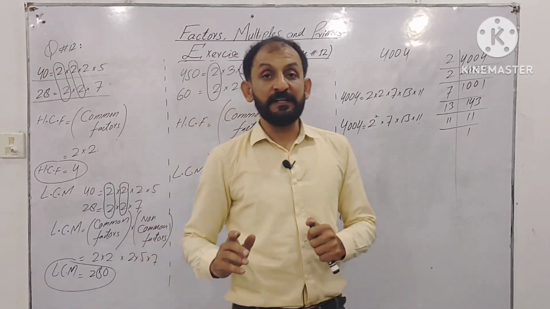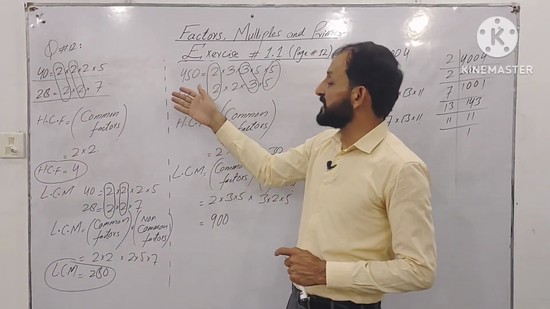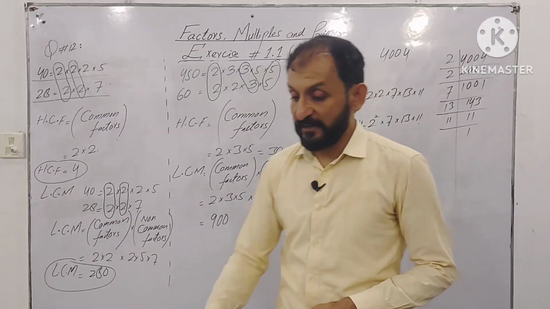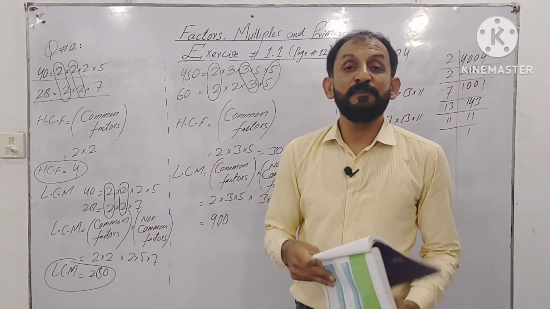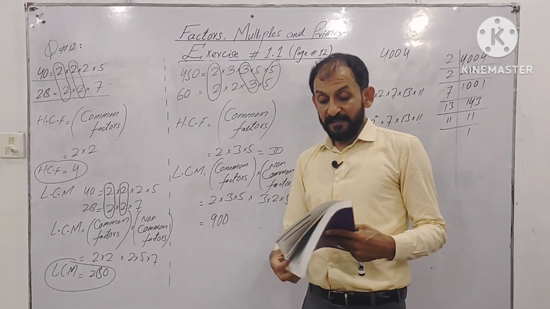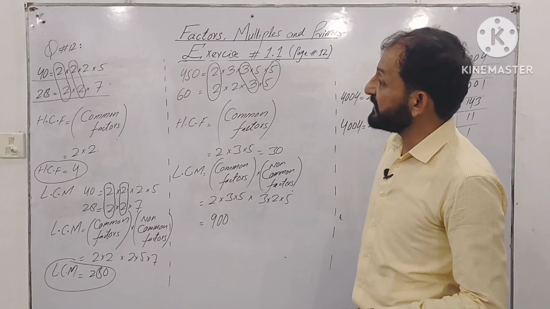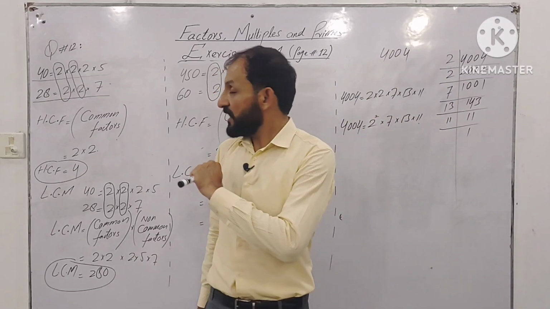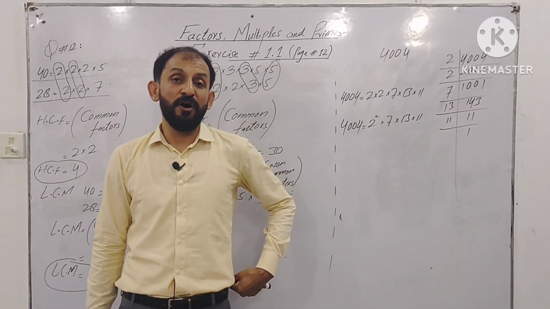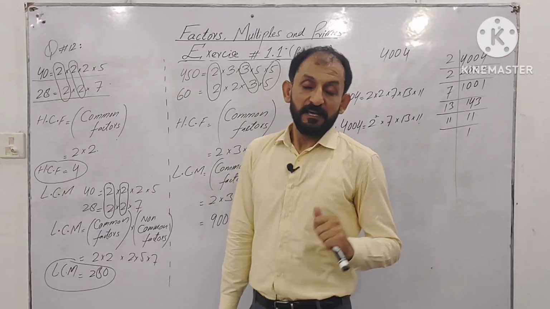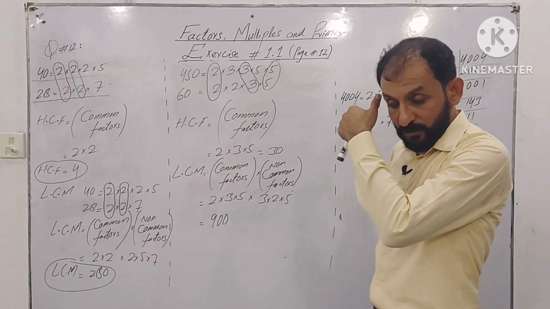If you feel any kind of difficulty in these two concepts, the first concept is finding prime factors by using the factor tree method, and the second one is finding the HCF and LCM if the numbers are given in the form of product of prime factors, let me know.